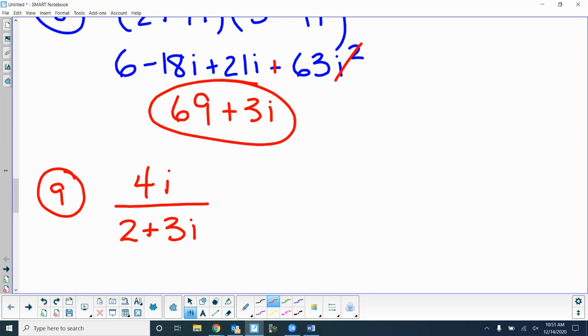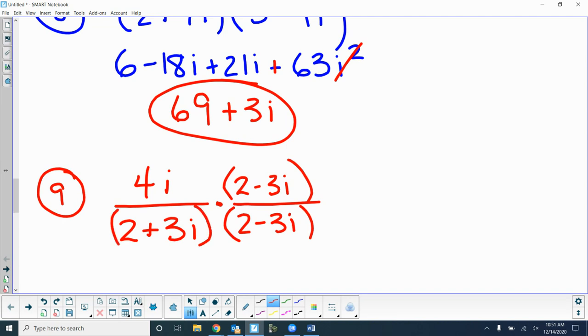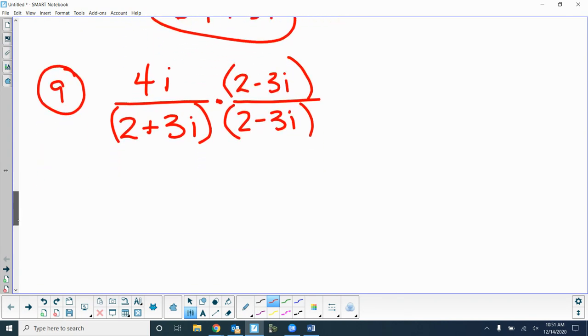So what you do is you take the conjugate, the complex conjugate of 2 plus 3i, which everybody knows is what? 2 minus 3i. And multiply the top and the bottom by that. All right, I usually put them in parentheses so you remember that you're distributing or FOILing. So when I distribute the 4i, I get 8i minus 12i squared. Here's that i squared again. So that's negative 12 times negative 1, which makes it positive 12.